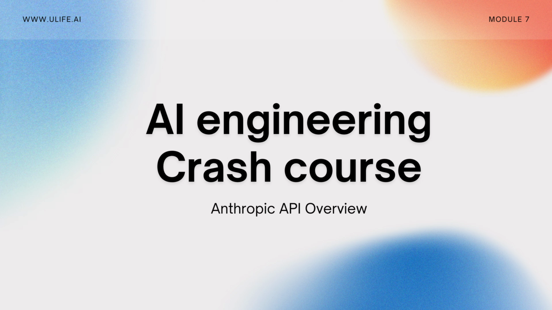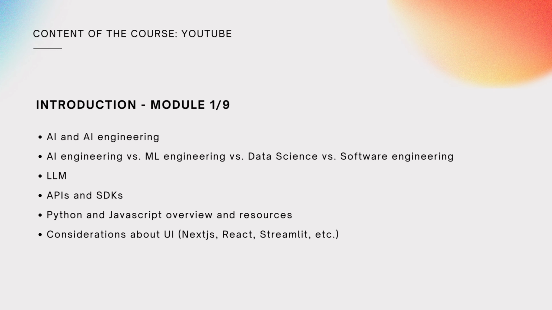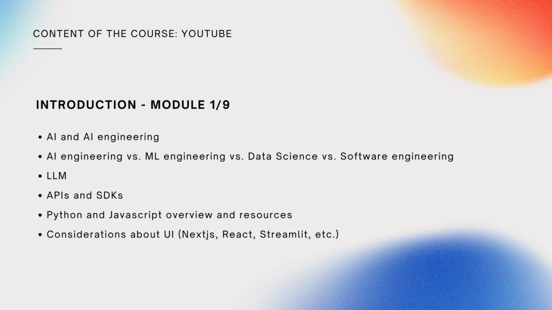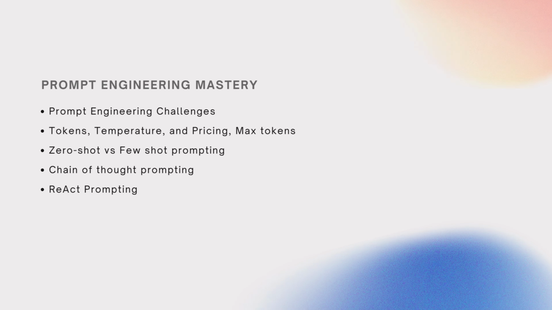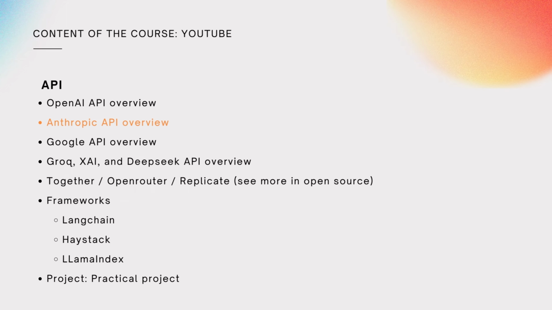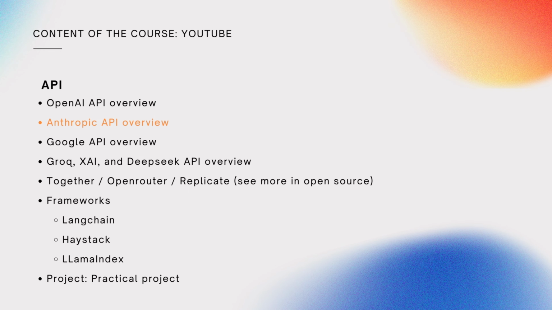So we first gave a global introduction of the course in the first module. The second module was about prompt engineering, and then the first video of the third module was about the OpenAI API, where we went through every aspect of the OpenAI API. Now we'll do the same for Anthropic. We'll go through everything you need to know to start building with Anthropic, and next time we'll do it for Google, Grok, xAI, and DeepSeek. So let's get started.